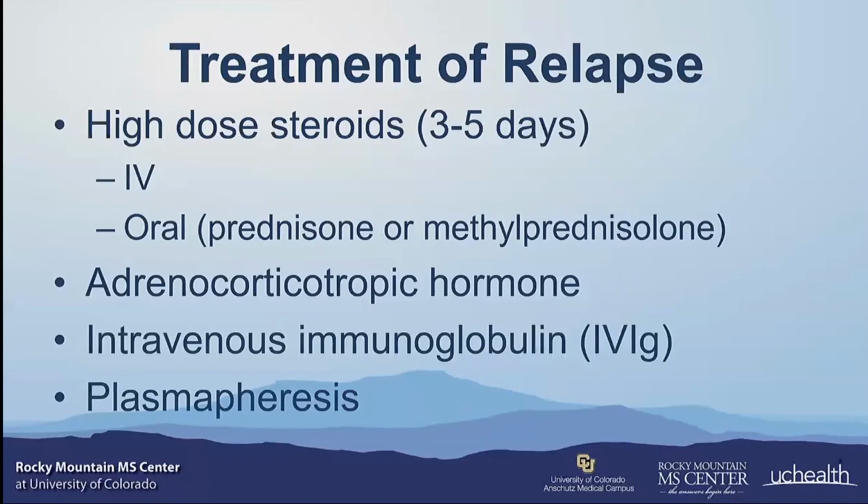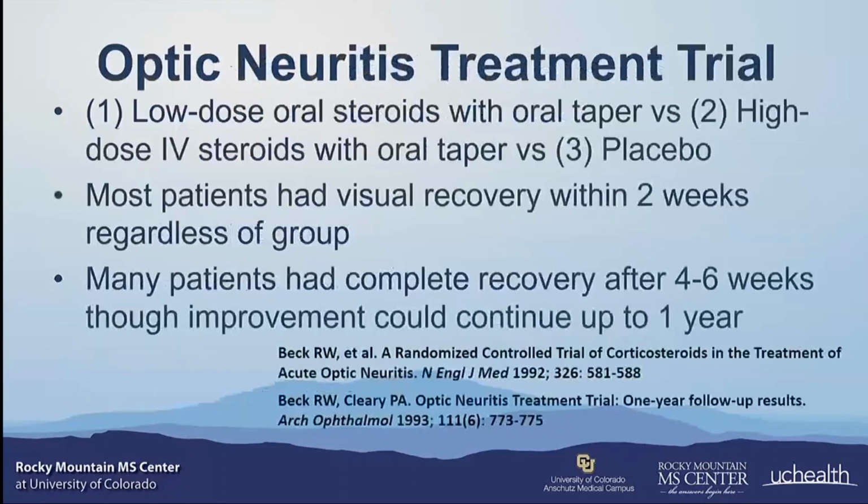Great. So when we talk about treatments of relapses, really the mainstay for the short-term treatment of relapses is high-dose steroids, which traditionally was given intravenously, but increasingly now we're starting to use oral preparations of high-dose steroids. And then these other options are sometimes used by some providers. I won't go into too much depth, but there is adrenocorticotropic hormone, or ACTH. There's intravenous immunoglobulin, or IVIG, and then there's plasmapheresis or plasma exchange.